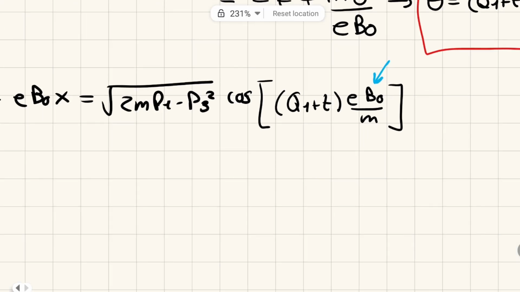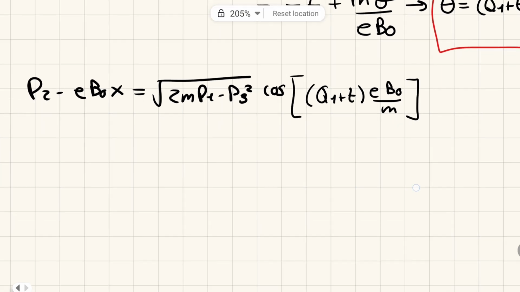You know that when you have the variable t inside the cosine or the sine function, the element that multiplies that t always represents some kind of frequency, right? So this is telling us that we will have a periodic motion for the particle. So that's the first thing.